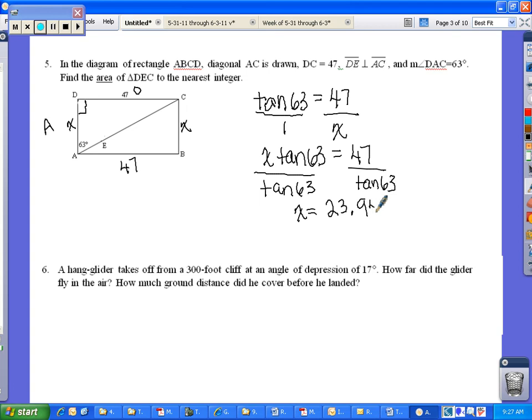23.947. Okay, now that you have x, now all you have to do is multiply to find the area. You have to multiply 47 times that answer, 23.947. So 47 times 23.947 is going to give you 1,125.509.